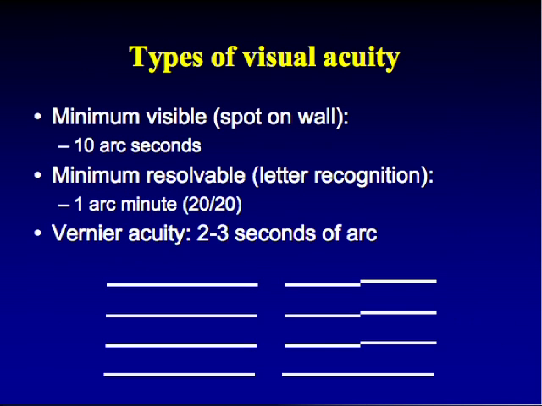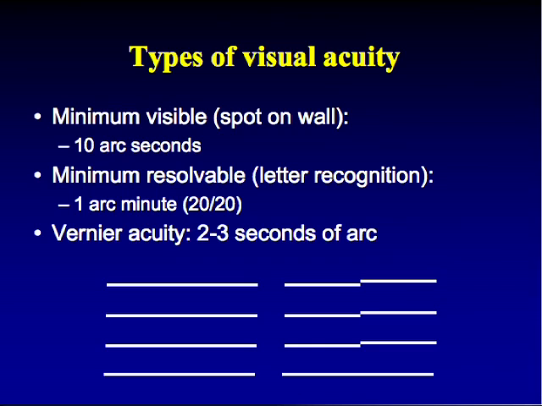What are the types of visual acuity? There are 3 types. There's minimum visible, minimum resolvable, and Vernier acuity. Minimum visible acuity is just your ability to see a spot on the wall without necessarily defining what that spot is. And your resolving power of the eye for just seeing a dot of dirt on the wall is 10 seconds of arc.